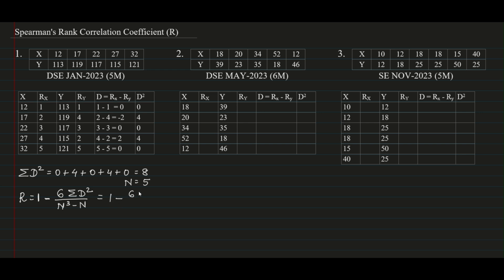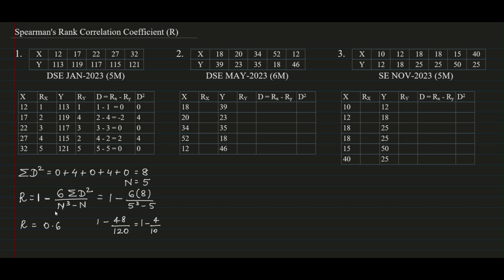1 minus 6 times 8 upon 5 cube minus 5. Solving it in calculator gives the value as 0.6. It's easy. 1 minus 6 eights are 48 upon 5 cube minus 5, which is 5 cube 125 minus 5, 120. So this is simply 1 minus 4 upon 10, that is 6 by 10 or 0.6.